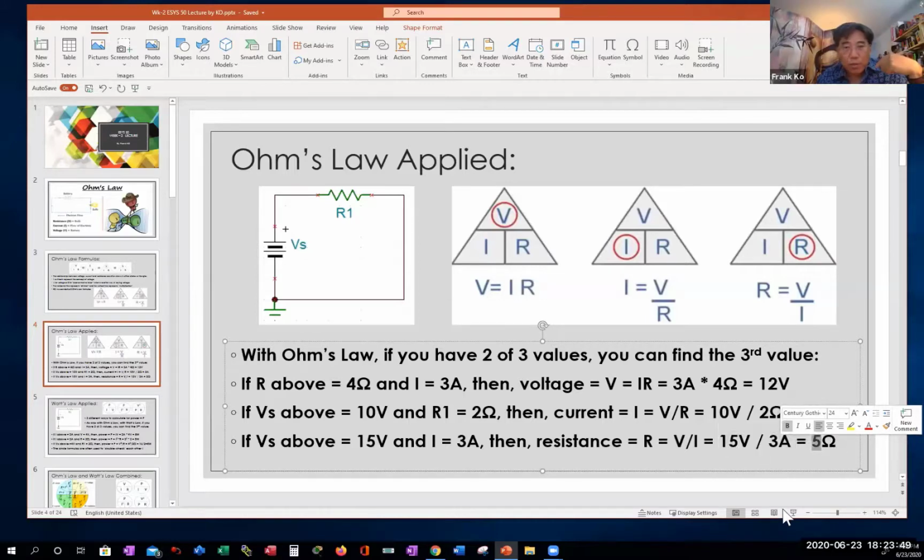5 ohms. Does everybody get a sense how to apply the Ohm's law formulas, whether they come in circles or whether they come in triangles? As long as you have 2 quantities, you can calculate a third quantity. Any questions on this slide?